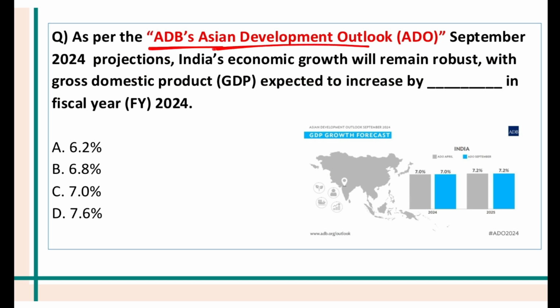ADB's Asian Development Outlook report has come for September. What will be India's GDP growth rate in the financial year that has just ended?